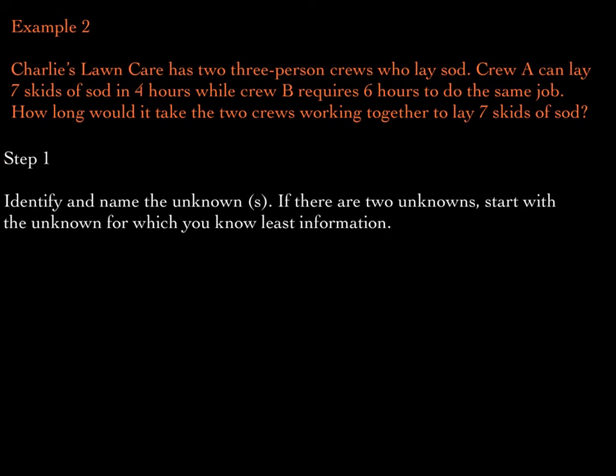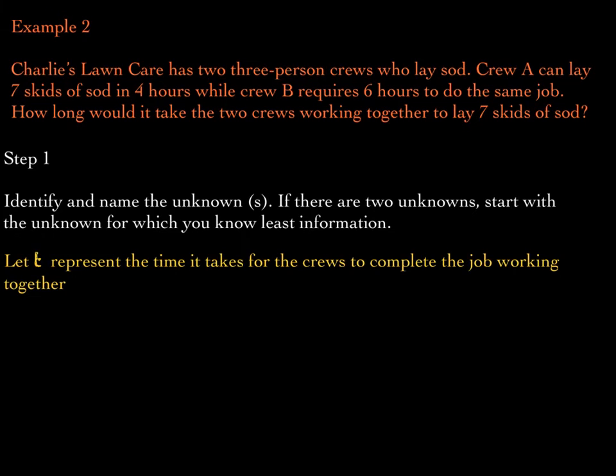All right, step number 1, identify and name the unknowns. Now, there's actually only one unknown here. There's only one thing you're trying to find, and that is the time it takes. How long would it take the two crews working together? So let's give that unknown a name. How about T for time? I wrote down, let T represent the time it takes for the crews to complete the job working together. That's what T represents.